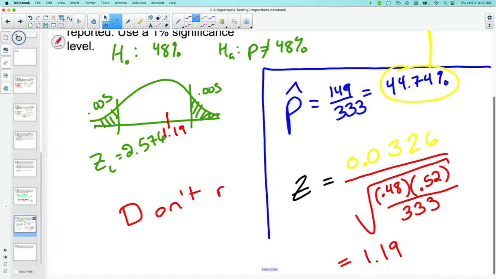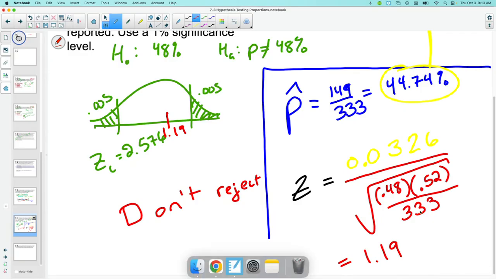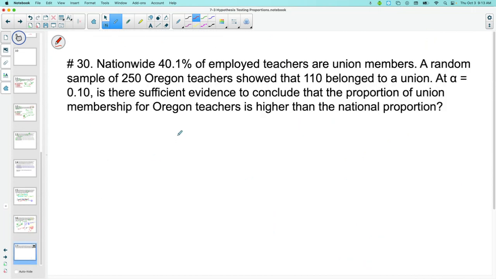So there's not enough evidence. There is a difference of 3%, but it's not enough to be accountable for random chance. And very likely he only has 333 people. Maybe just by random chance it's different. Okay there? All right. And then we'll do one last one, right? Same type of thing. Is Oregon different than the national average? Is there enough evidence to say so?